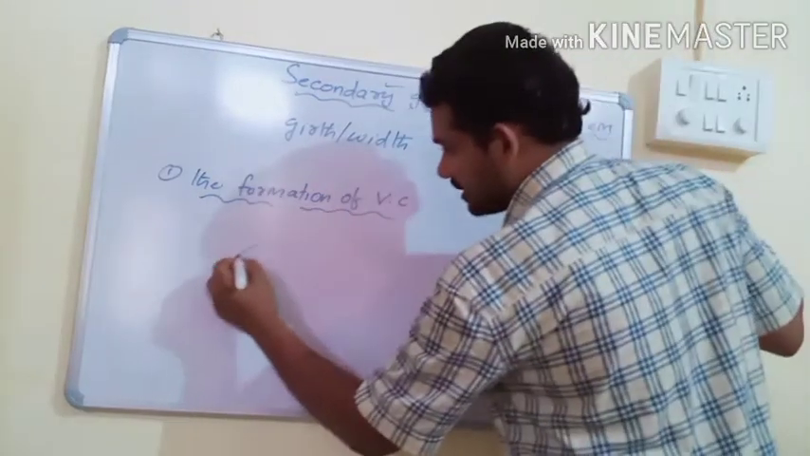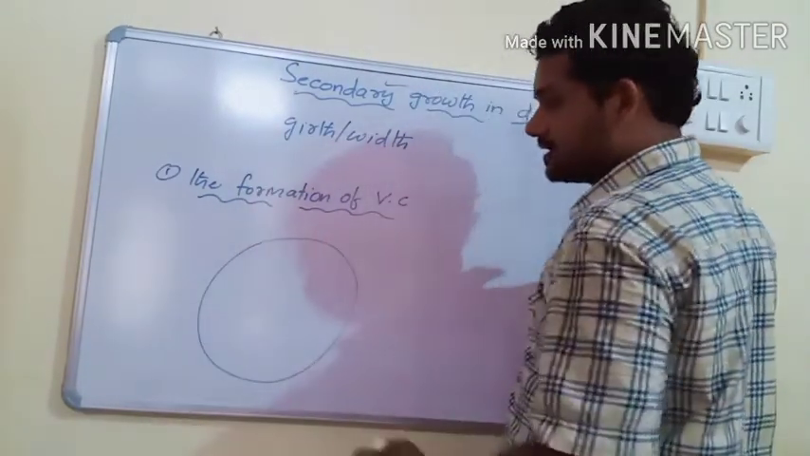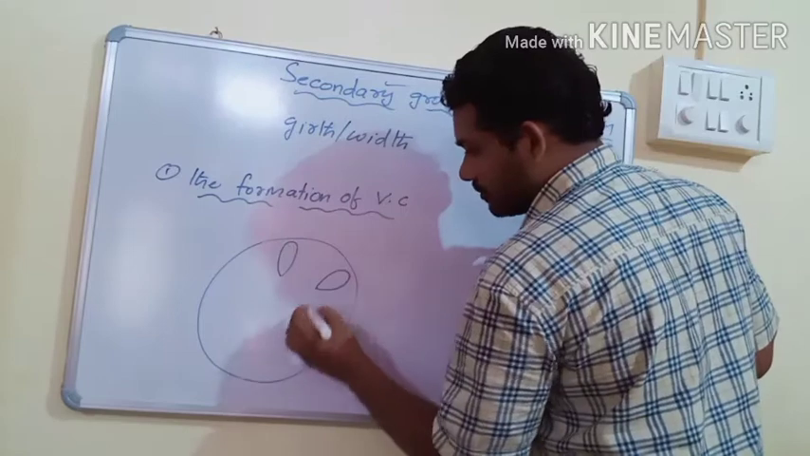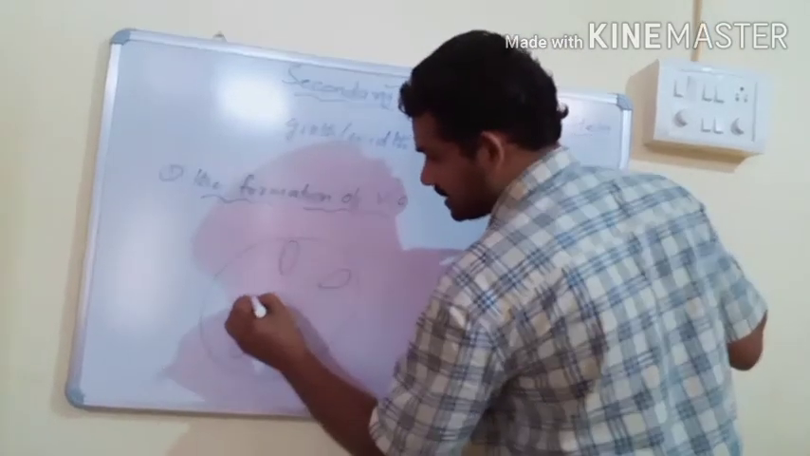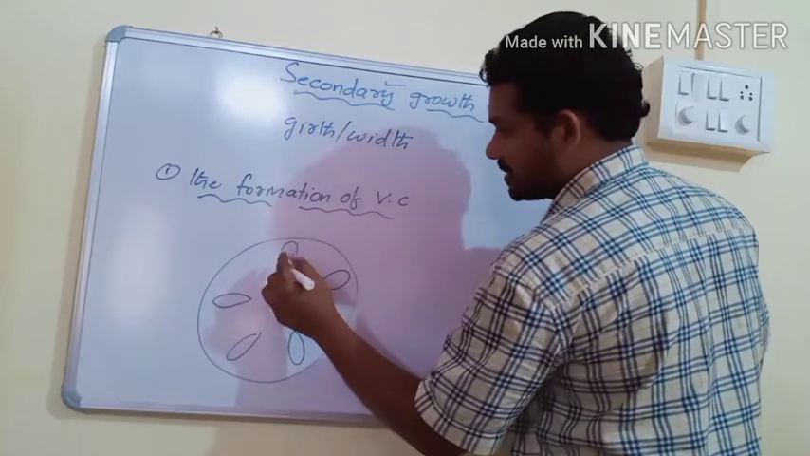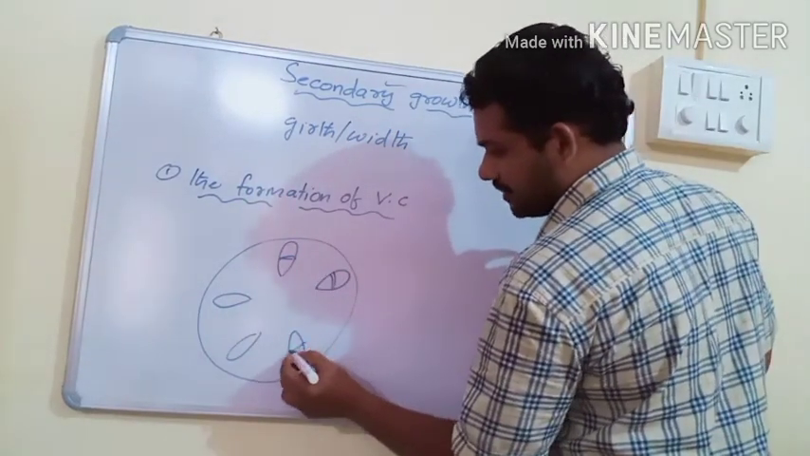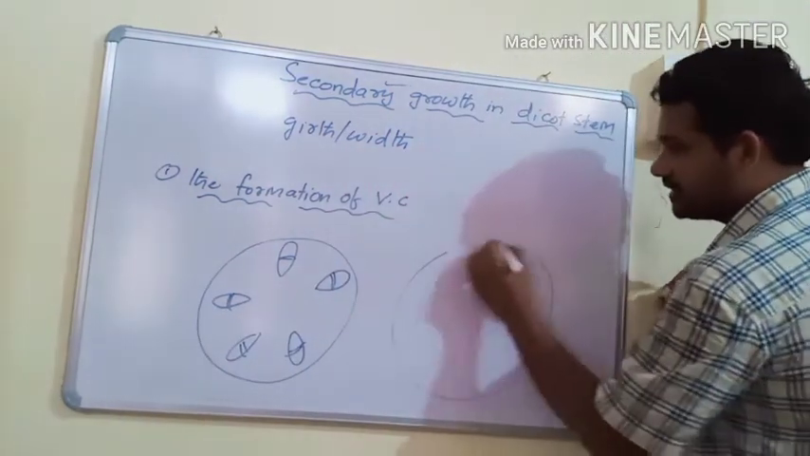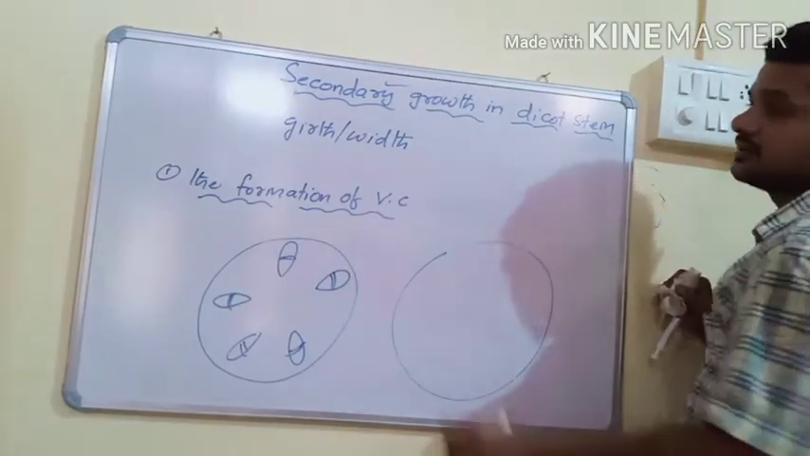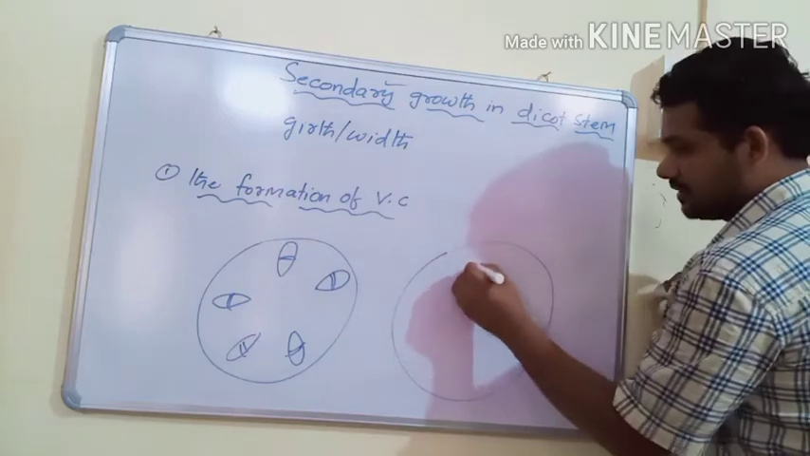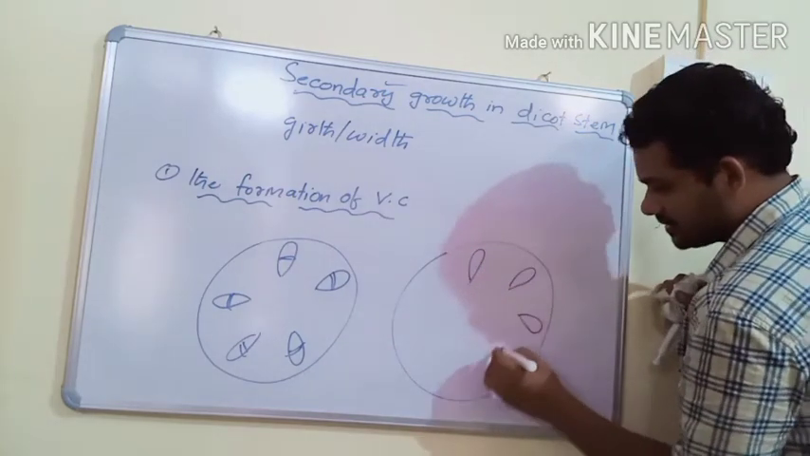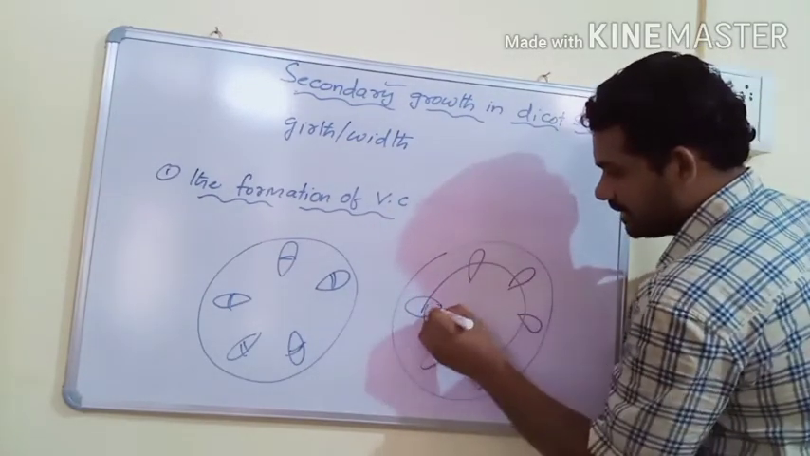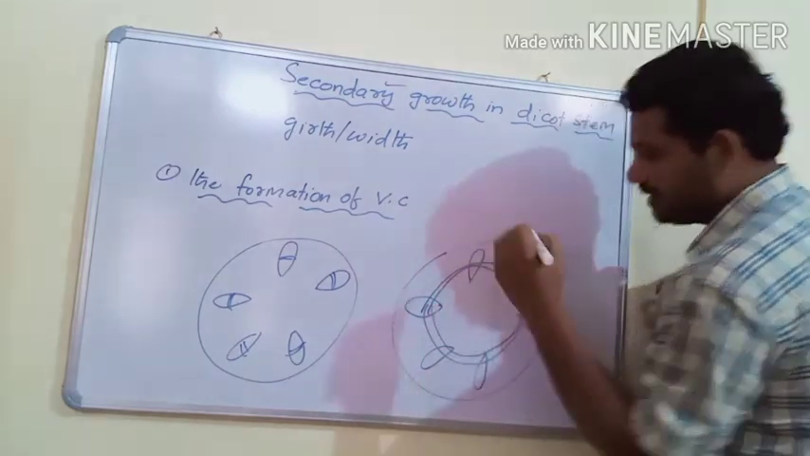If you observe the vascular bundles in dicot stem, that is the eustelic arrangement. In dicot stem there are 15 to 20 vascular bundles present in a ring form. This is xylem, this is phloem, and between these two there is a cambium. These are the two diagrams for formation of vascular cambium. If xylem and phloem are present together, it is known as a vascular bundle.